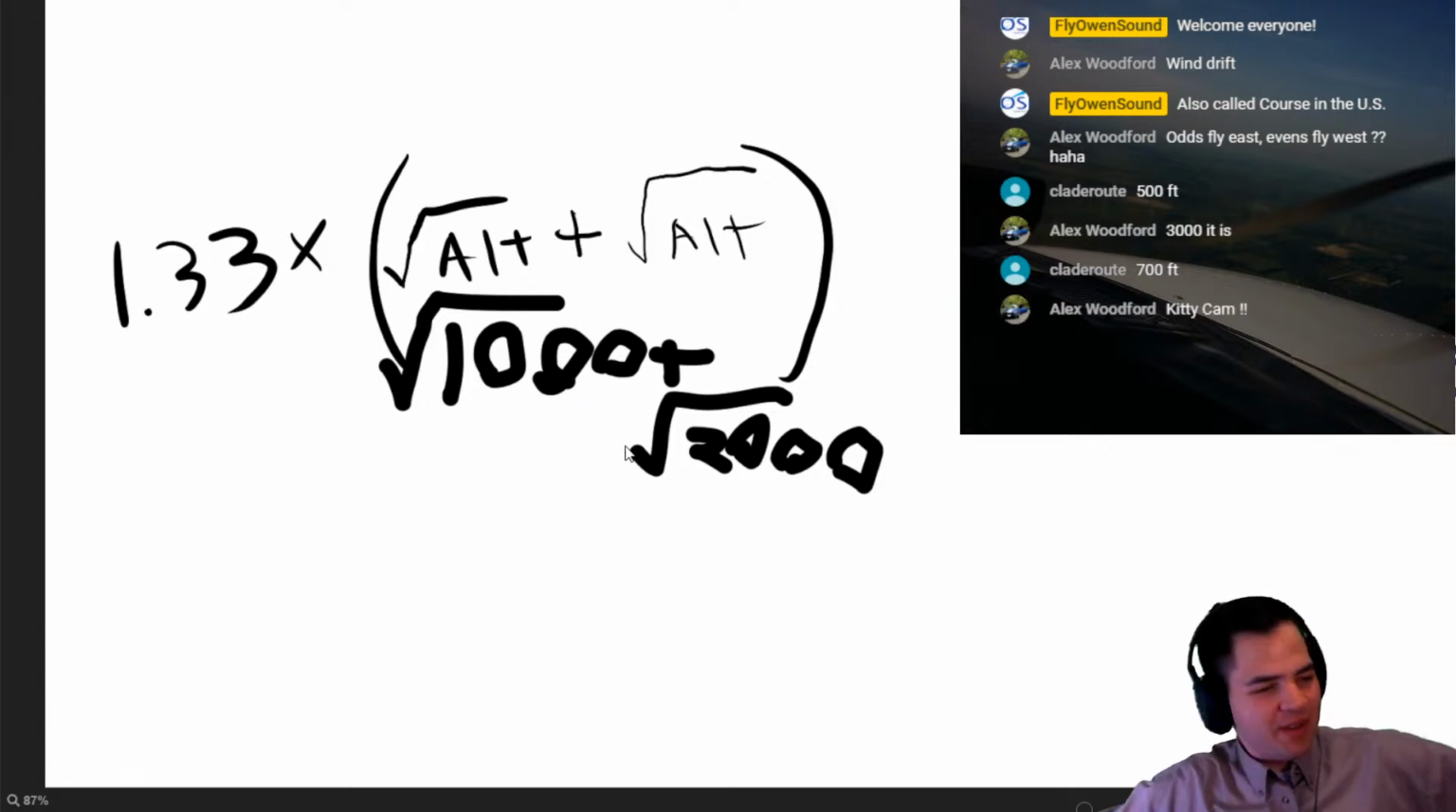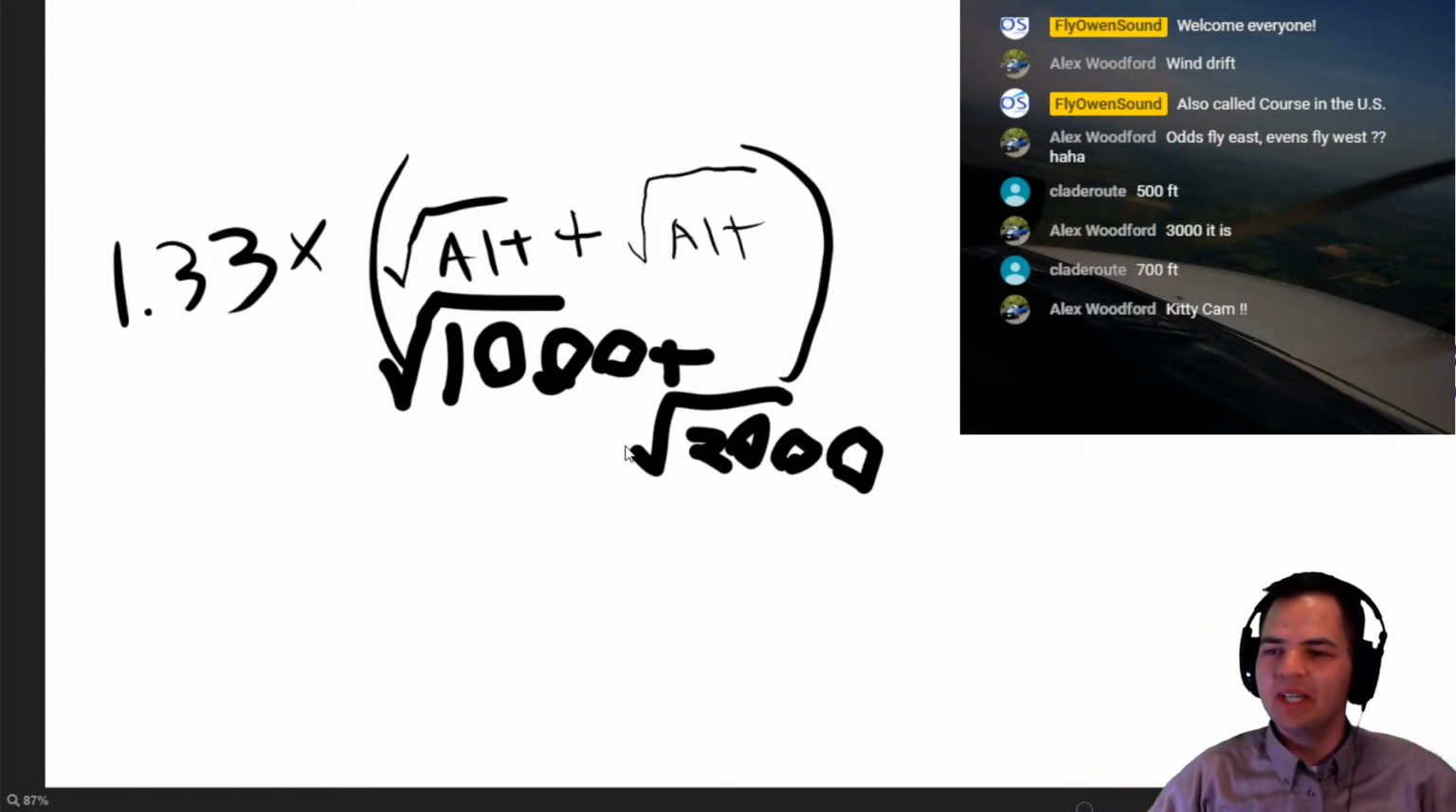Kitty's sleeping actually, but way over there. Can't zoom in that far.